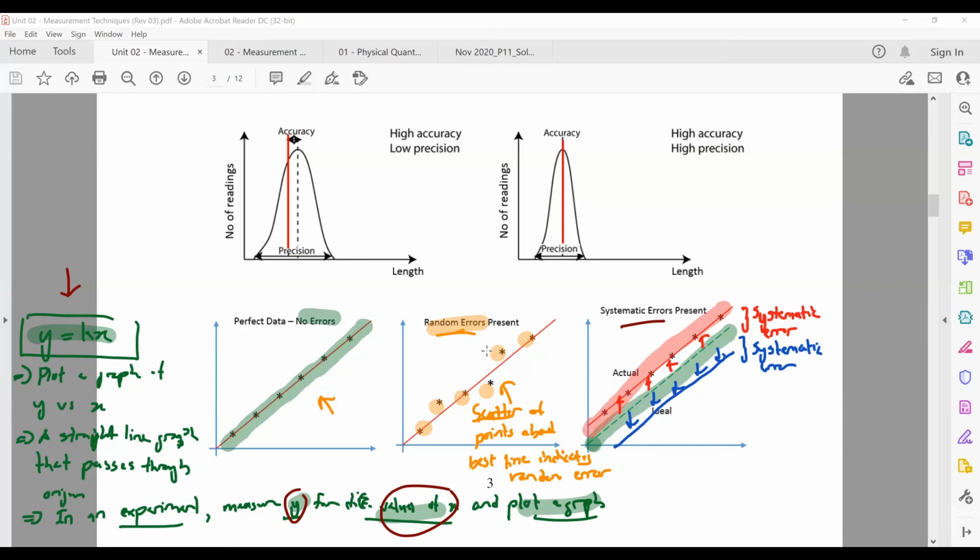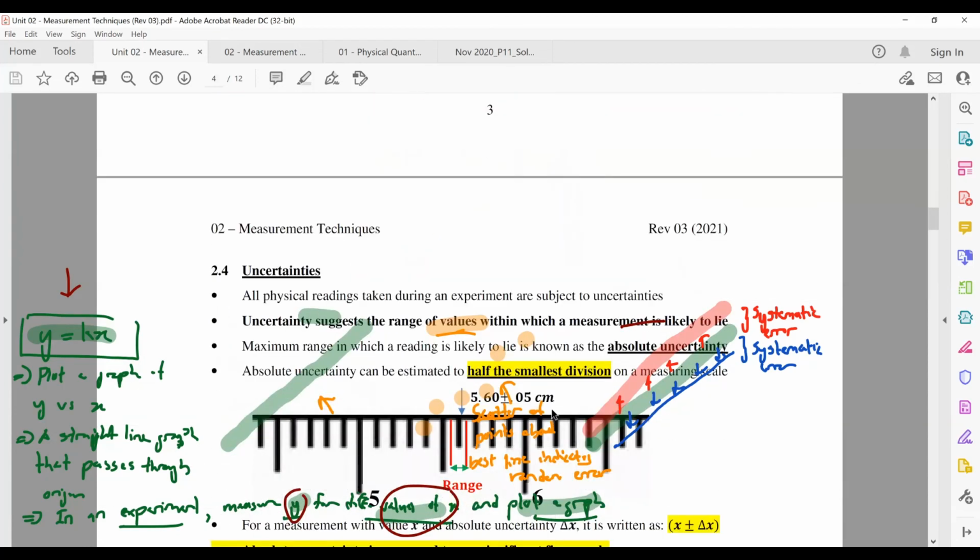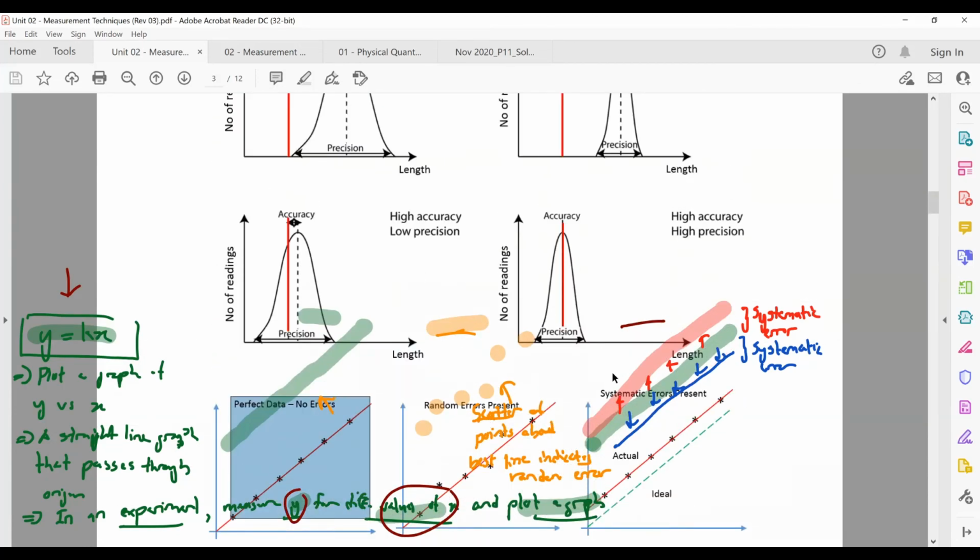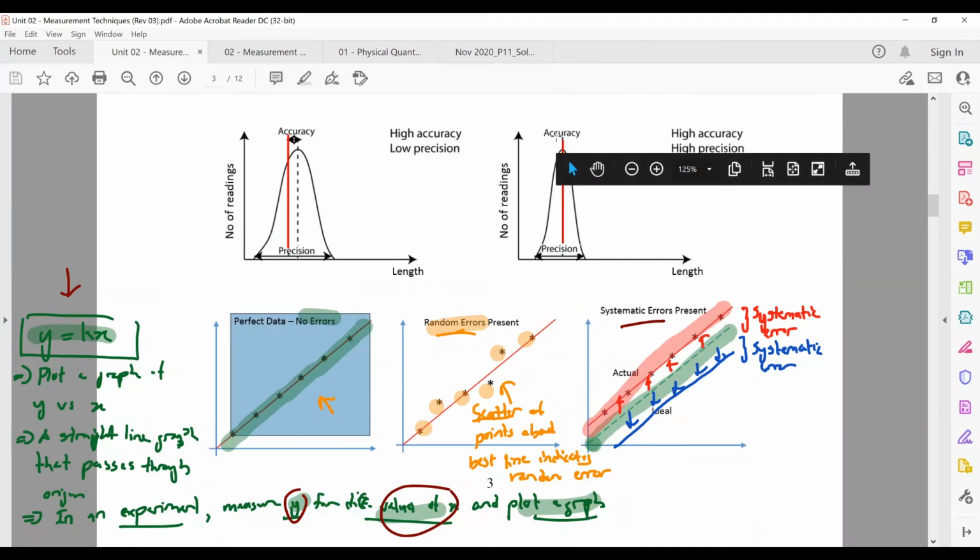And then additionally, if you see that your points are scattered about your best fit line, that one already tells you you have random error. Okay, so this one here that you see is actually the perfect one. No errors, no scatter of points, no random error, and it passes exactly at the origin. This one, no systematic error. Okay, so that is systematic error, random error, precision, and accuracy.